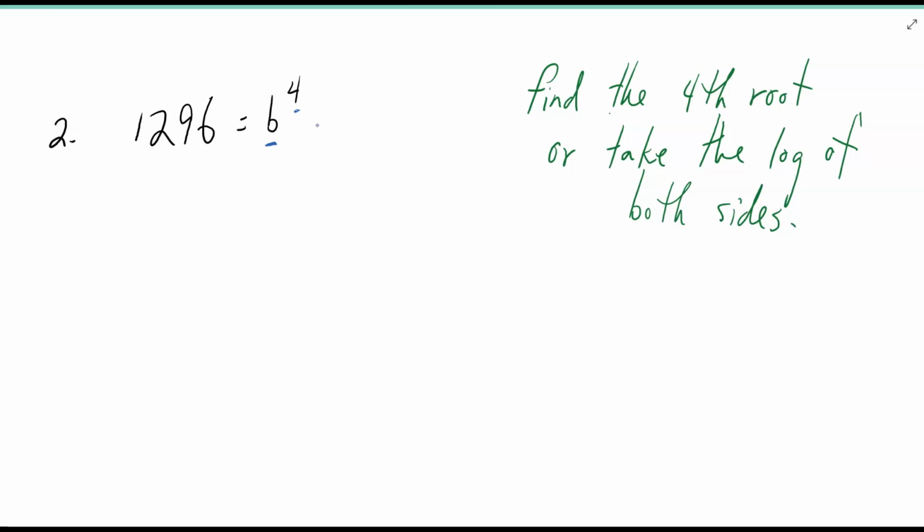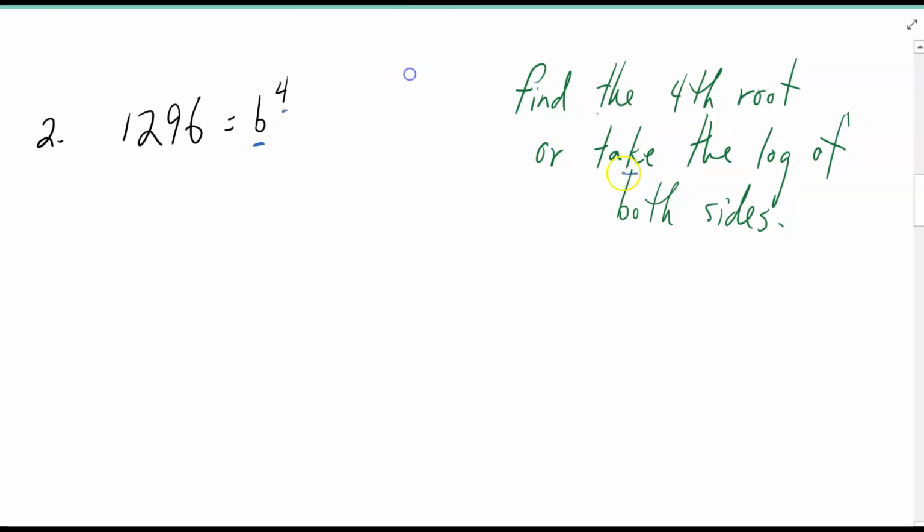So another way to go about it is take the log of both sides. That just means log both sides. So log of 1296. Now this is a log base 10 because I haven't written any base. And I'll do log base b of 4. And here's where it's important to remember that power rule for logarithms. What else can I do with this 4 right here? Well, remember that 4 can also be placed here.